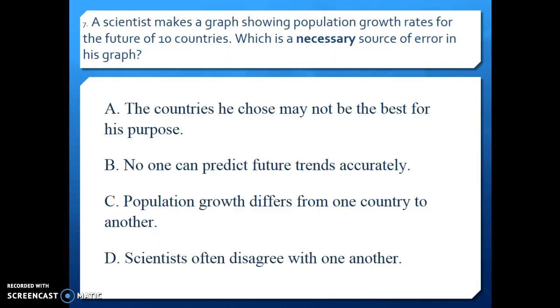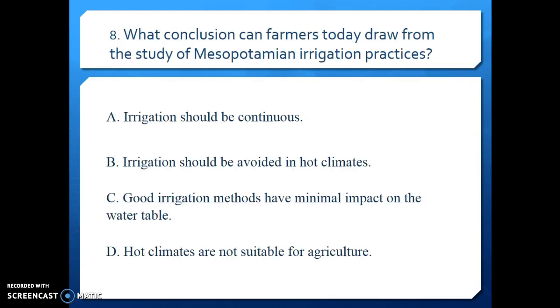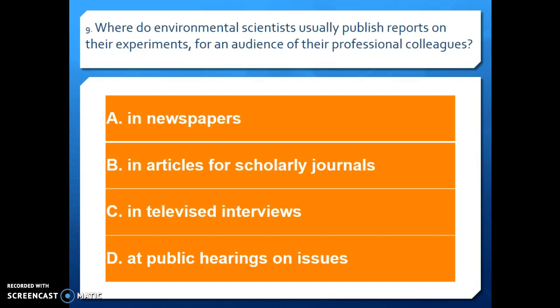A scientist makes a graph showing population growth rates for the future of 10 countries. Which is a necessary source of error in his graph? What conclusion can farmers draw today from the study of Mesopotamian irrigation practices? Where do environmental scientists usually publish reports on their experiments for an audience of their professional colleagues?